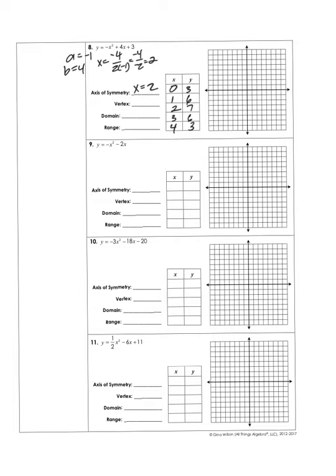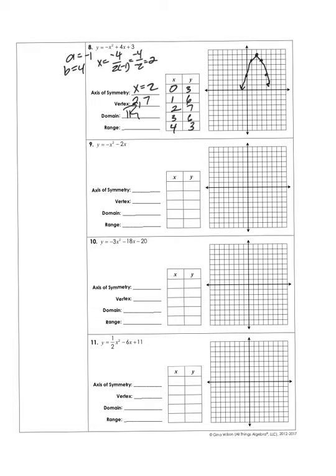Let's go ahead and plot these points. 2, 7, 1, 6, 3, 6, 0, 3. Okay, connect the dots. Graph opens down because A is negative. Vertex is at 2, 7.